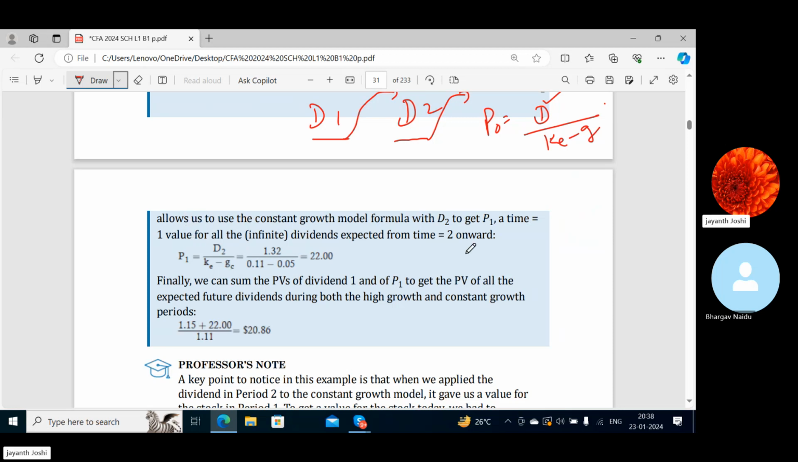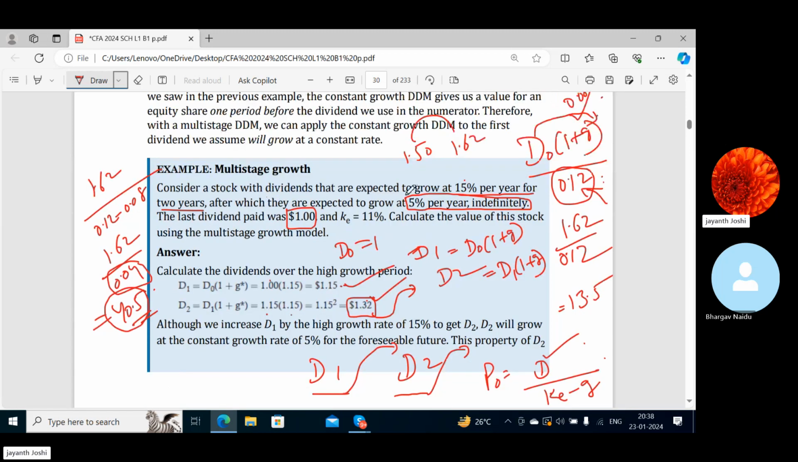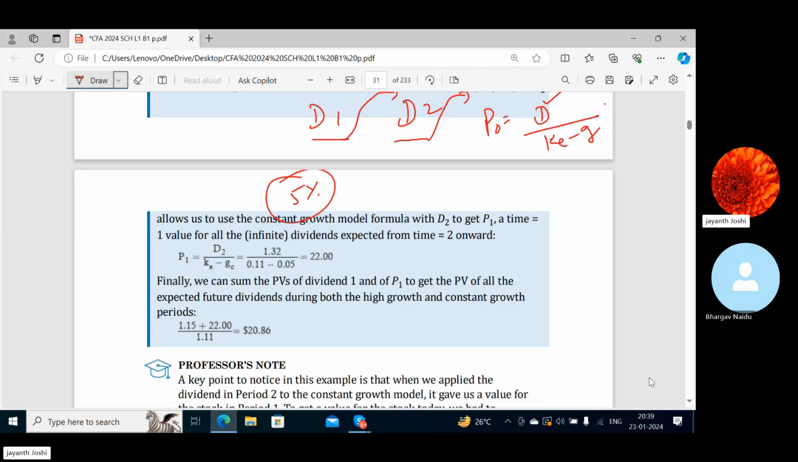And you know that after the second year, the dividend is going to grow at the rate of 5%. Is it right or wrong? Right. So they have clearly mentioned, right? Consider a stock with dividends that are expected to grow at 15% per year for 2 years, after which they are expected to grow 5% per year indefinitely. And from the third year, they're going to grow 5%. That is after 2 years.